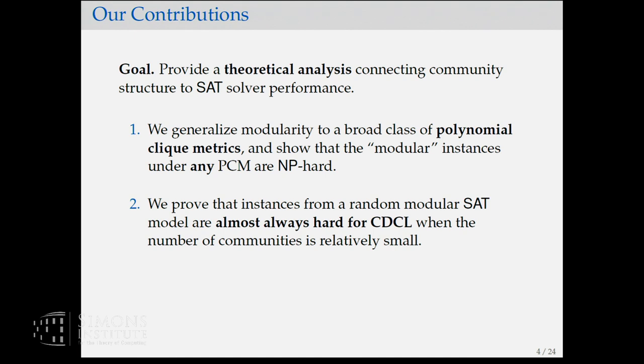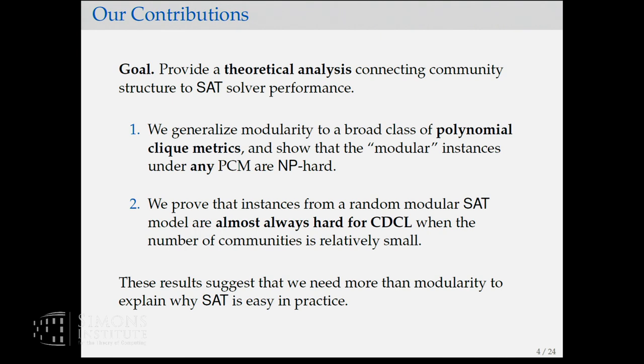Yeah, it's a good question. Here you can see that the conditional nature of our negative result is that if you have a small number of communities, then the result applies. It's an open question, although we have some experimental evidence suggesting that this result may extend even for larger numbers of communities, but it's still an open theoretical question. At a high level, the thing that we've become reasonably convinced about is that the definitions of community structure as the SAT community is using it today are not enough. You need to refine them.